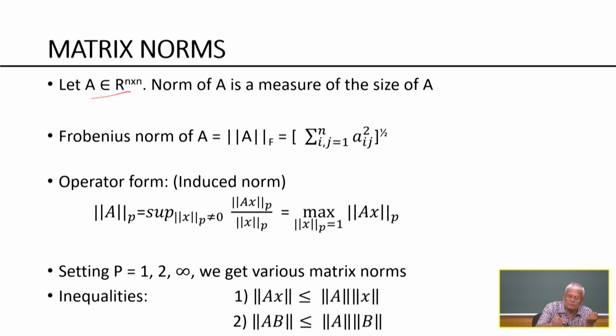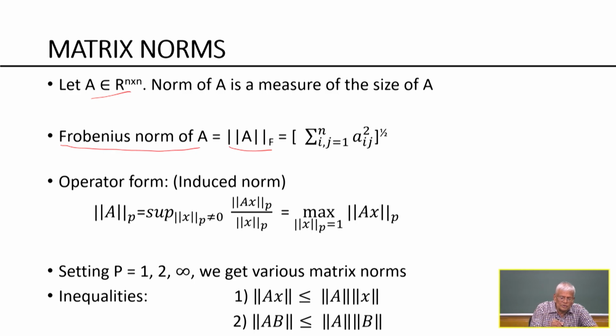The first and the simplest norm is called the Frobenius norm of A. That is denoted by the norm symbol with A and a subscript F, and that is simply the square root of the sum of the squares of all the elements. With me? So this is more akin to the Euclidean norm for vectors. Frobenius norm for matrices is similar to the Euclidean norm for vectors, the square root of the sum of the squares.